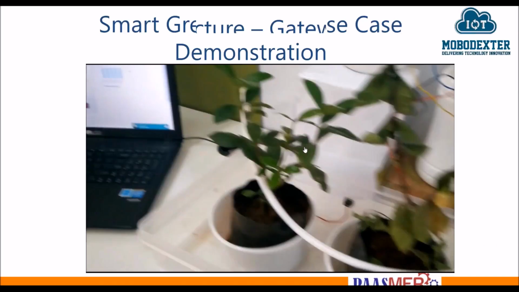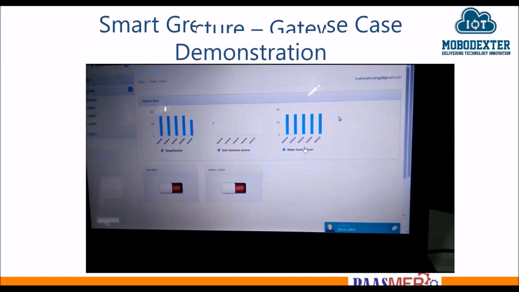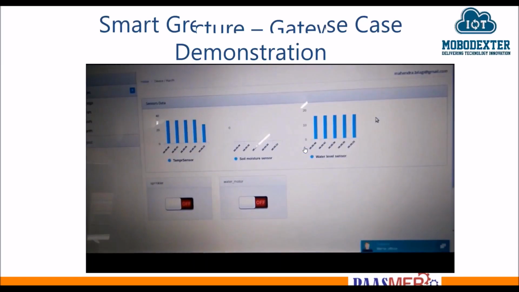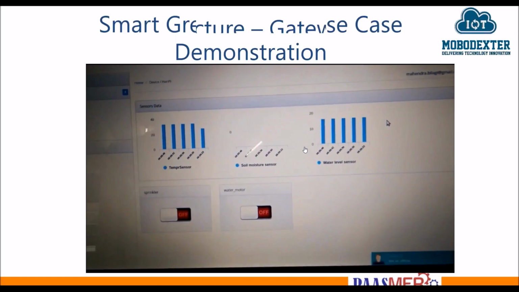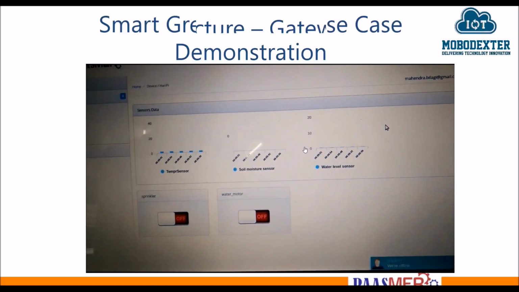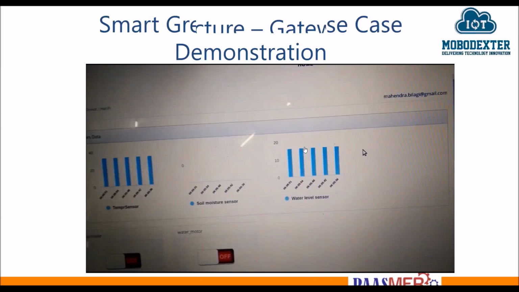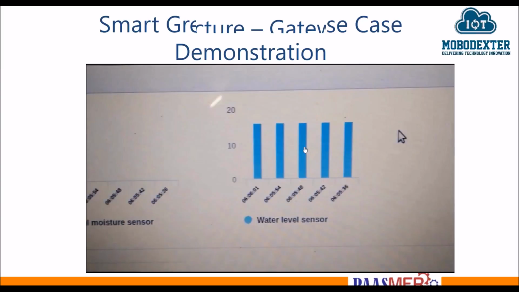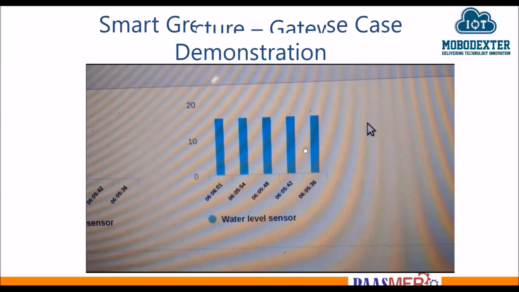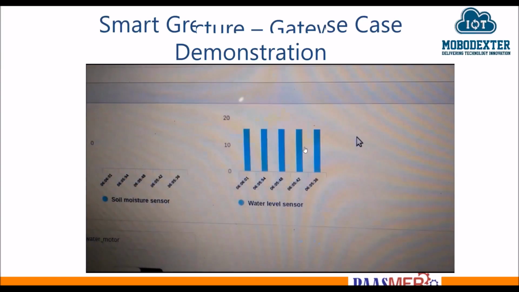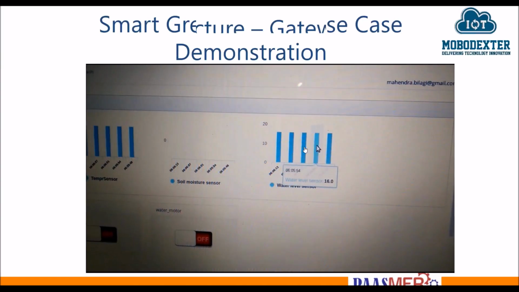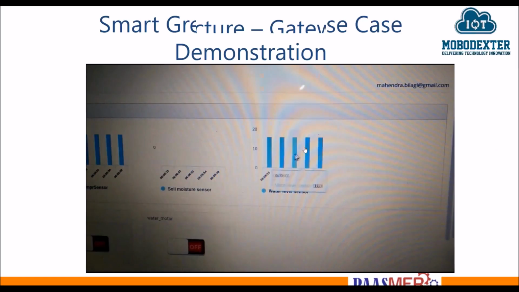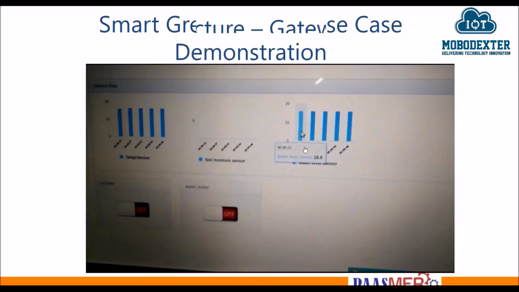As you can see in the Paasmer platform, the sensor data are presented in bar chart graph, and the actuators can be controlled using these controls. Here is the water level sensor data. It shows the distance between the sensor and water in the tank. Based on this, we can actually control this actuator to switch on the pump motor.